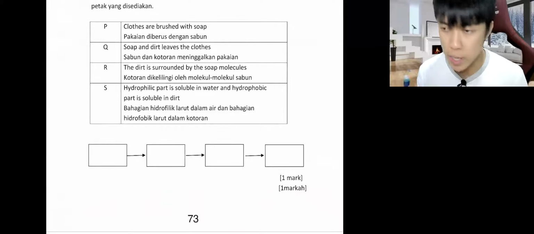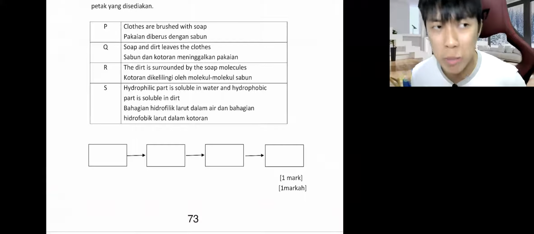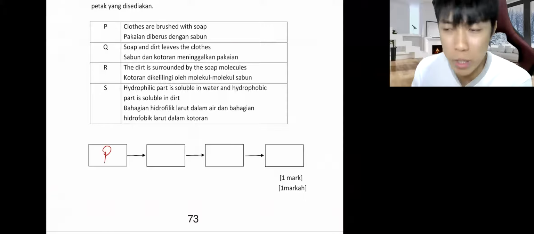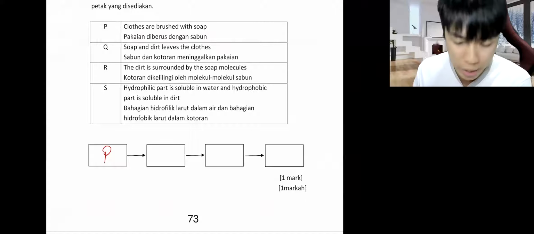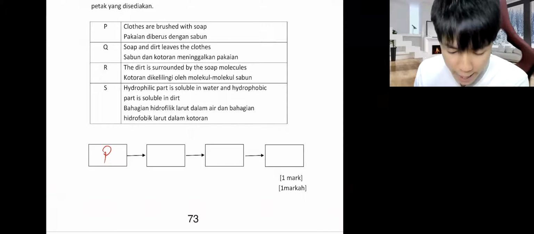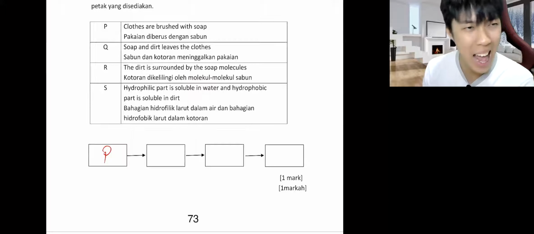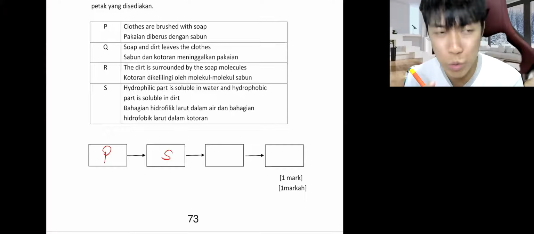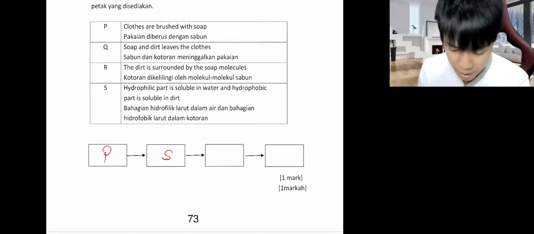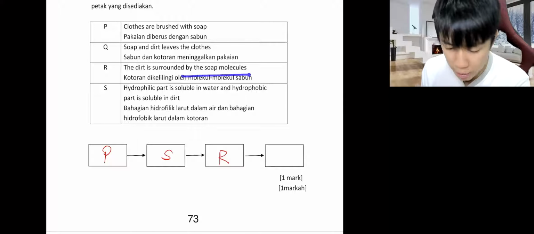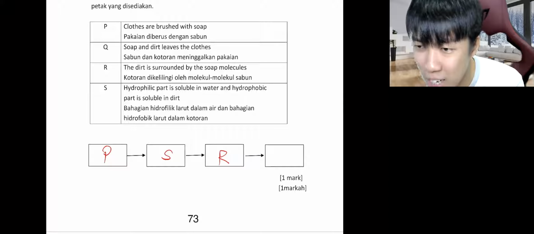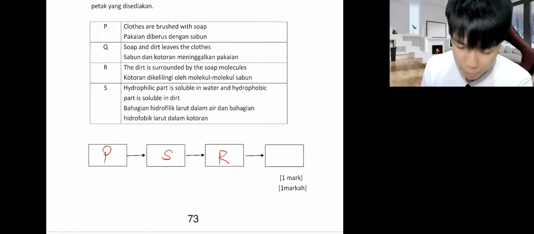Okay, so what's the sequence? First one, ladies and gentlemen. Not easy, because they purposely write weird sentences. P is the first one. You brush the clothes with soap, meaning you apply it on the clothes. Then S: the head goes to the water, the tail goes to the grease. Then the dirt is fully surrounded by the soap. Make sense? For Nicholas, actually, you sent me PR as Q, right? So it's reversed. And then lastly will be Q.